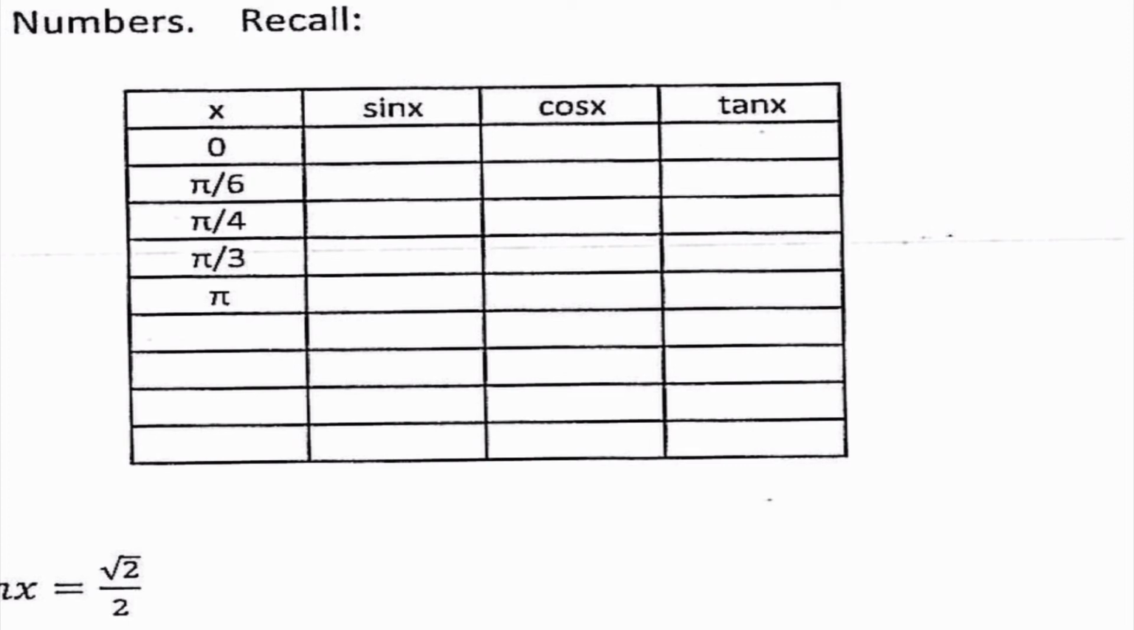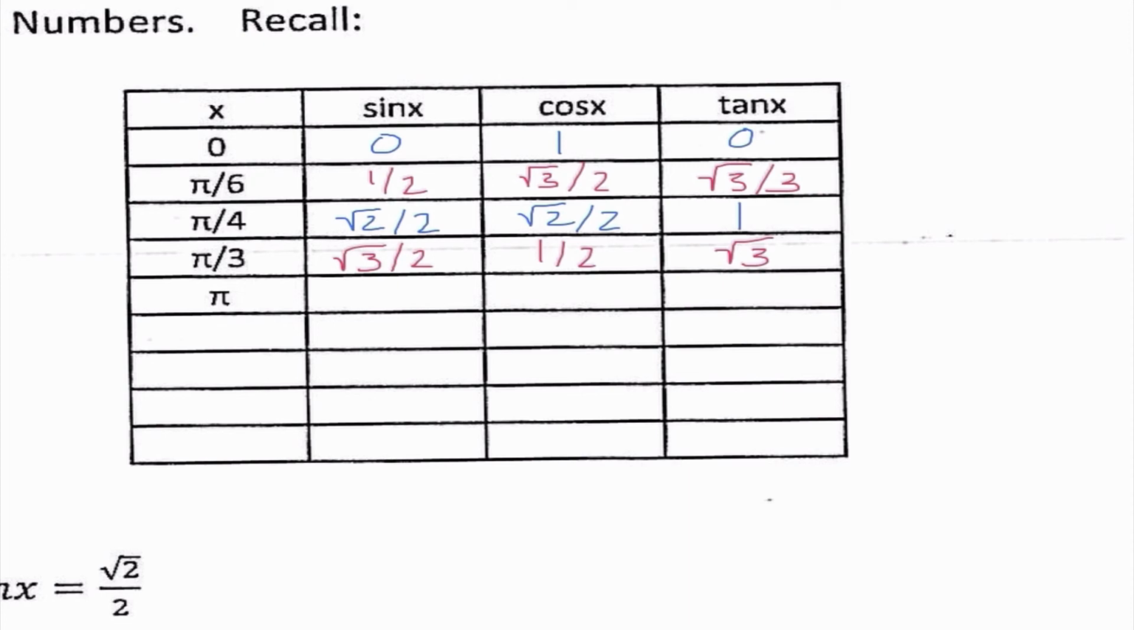So we know when we're dealing with 0, sine of 0 is 0, cosine of 0 is 1, tan of 0 is 0. Pi over 6 is equivalent to 30 degrees, so sine is 1/2, cosine is radical 3 over 2, and tangent is radical 3 over 3. For pi over 4, our sine value is radical 2 over 2, cosine is radical 2 over 2, and tangent is 1. For pi over 3, we have radical 3 over 2 as the sine, 1/2 as the cosine, and radical 3 as our tangent.